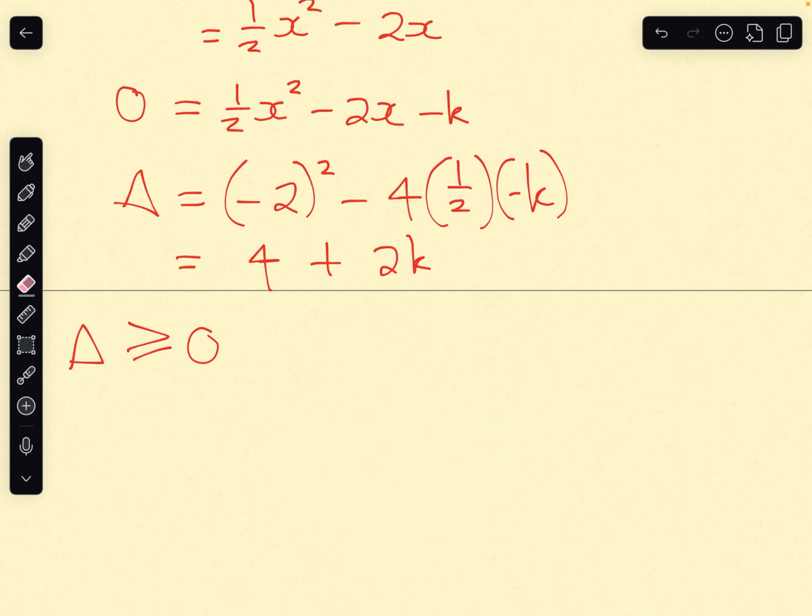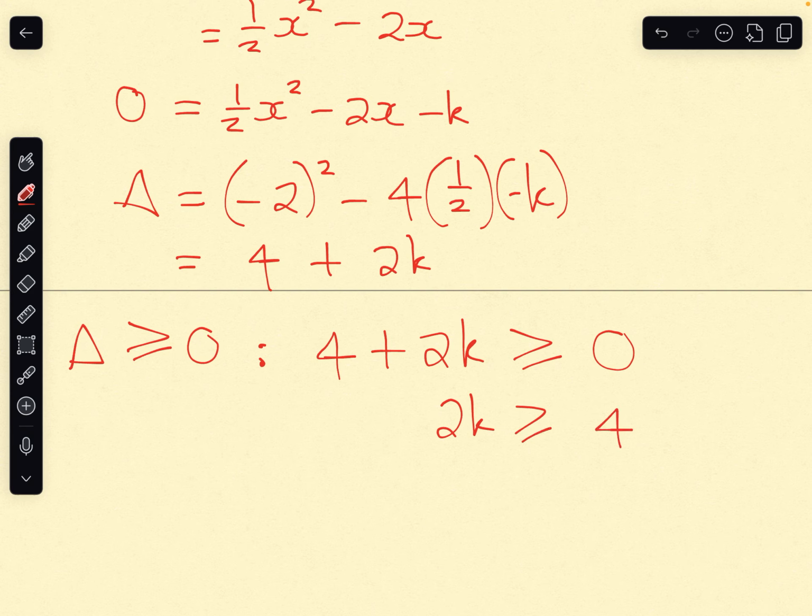Right, so we are pretty much trying to figure out for which values of k this guy will be 0 or more. So that will be 2k must be greater than or equal to negative 4, and so k must be greater than or equal to negative 4 over 2. k must be something greater than or equal to negative 2.